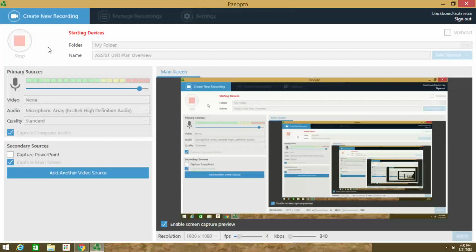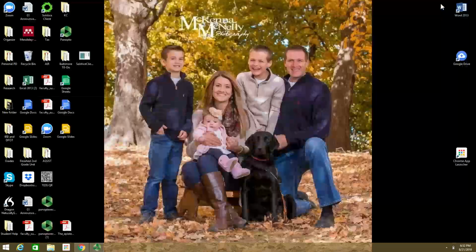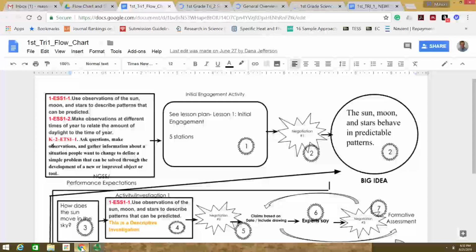One of the things that we thought would be useful is we created a storyline for each unit, and a storyline is the performance expectations and the standards in the Next Generation Science Standards that are in each unit. So for example, the first grade trimester 1 is an earth science unit, and you can see these three standards are what you'll be teaching in the unit. But instead of just looking at it as three individual standards, we put the big idea and the storyline. So for this one, the storyline is the sun, moon, and stars behave in predictable patterns.